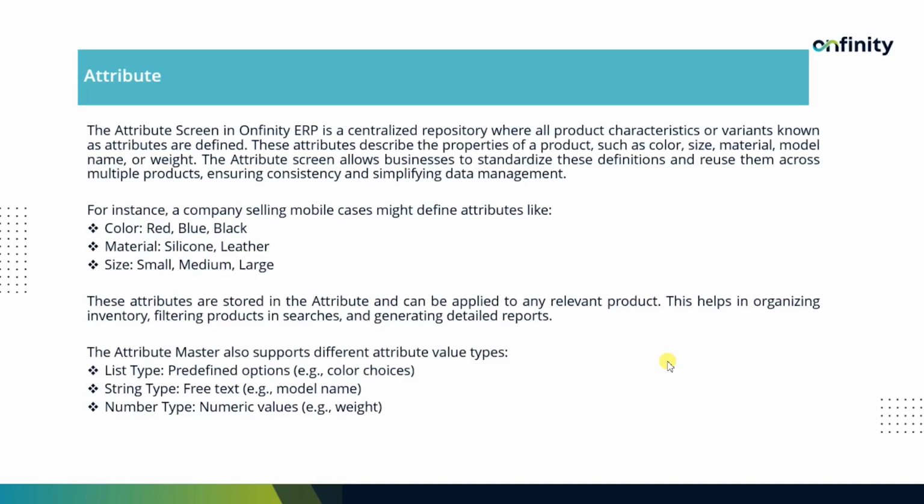The attribute master also supports different attribute value types. A list type is used for predefined options, for example, color choices. A string type allows for free text, such as a model name, giving you the option to enter a name when defining the attribute set instance. The number type allows you to input a numeric value at the time of the attribute set instance.